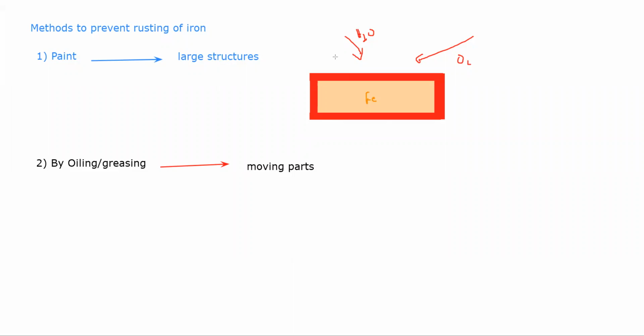That's why for moving parts, whenever parts are moving, we use oiling, oil or grease. So if you have a piece of iron, say iron is there, so two parts are in contact with each other.